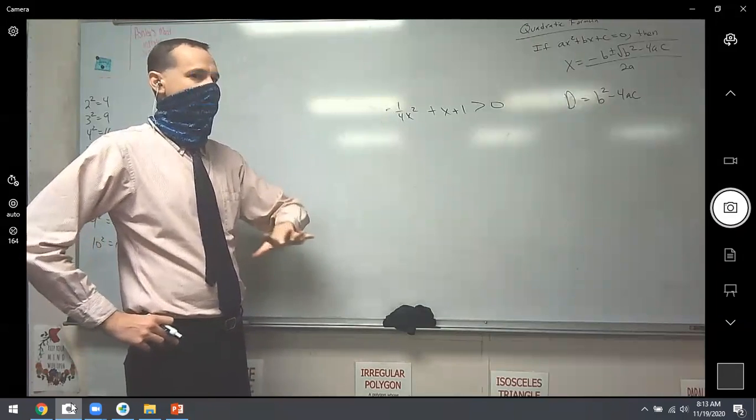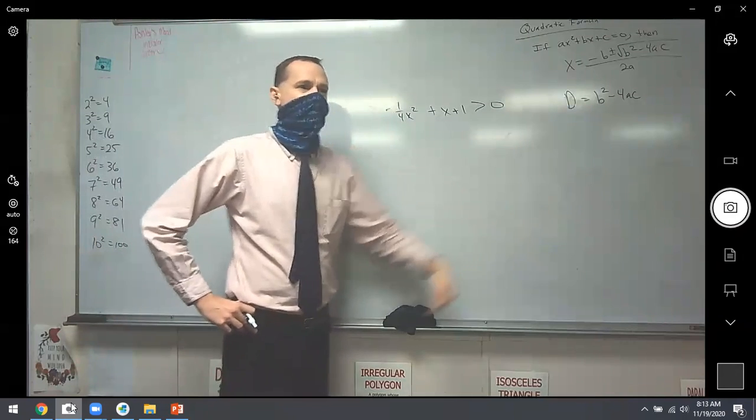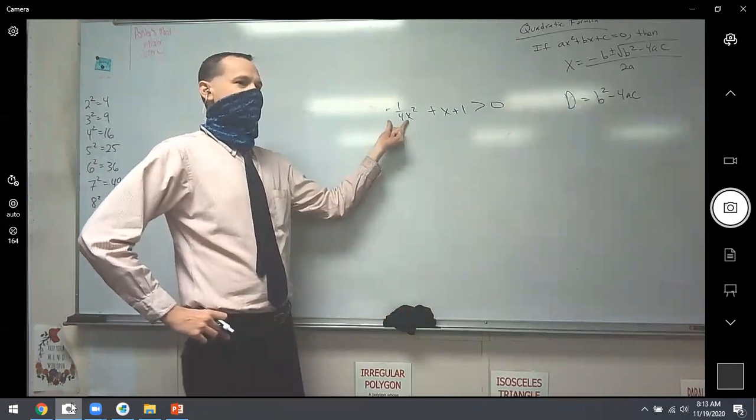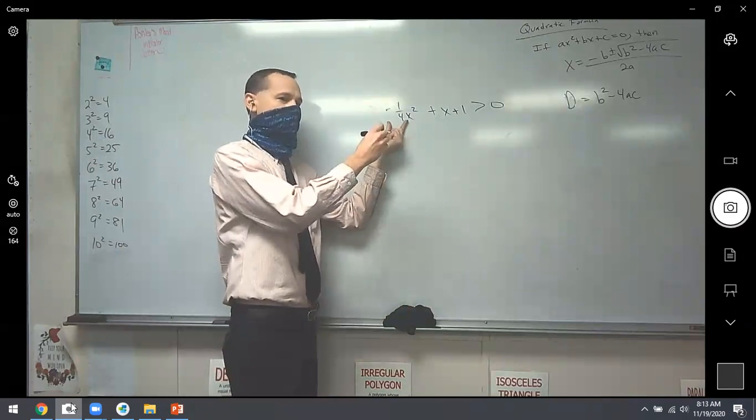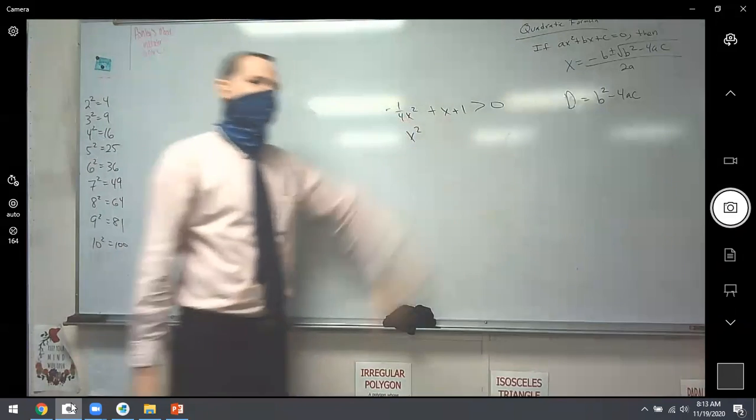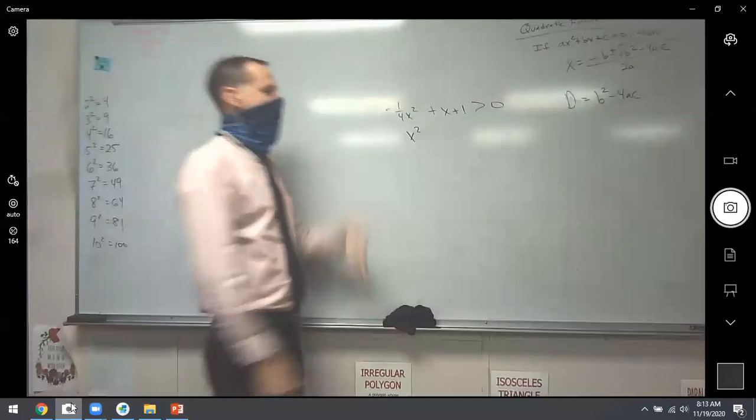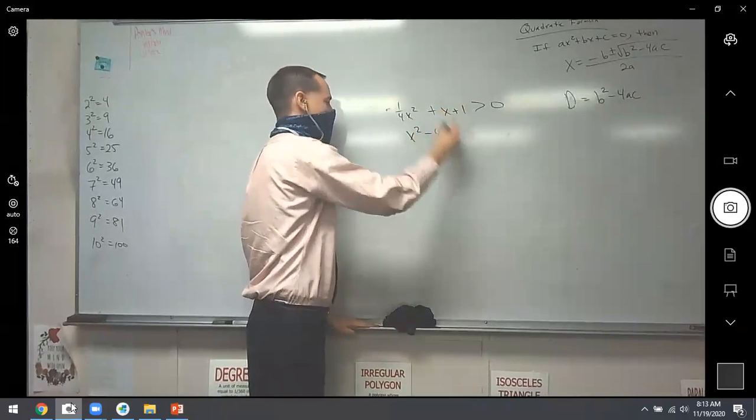Okay, but be careful. I'm going to multiply everything through by -4. What's -4 times -1/4? Well, the whole point of this is so it's 1, right? So we have a 1. So I'm going to multiply everything by -4, including this times -4, including that times -4.